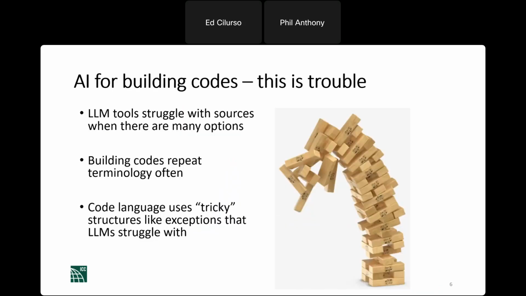But AI for building codes is tricky. Large language model tools actually struggle sourcing content when there's a lot of options and there's contradictory text, which is true in this area. Building codes do repeat their terminology very often. That can be tricky. And the tricky structures, exceptions are sort of the best example of that. There are others that get used in building codes, but it's very common to have sections of building codes that lay out a code and lay out something over a paragraph and then have a list of 6 to 10 exceptions. That at times makes it a little more difficult for a large language model to relate and provide a response that makes sense.